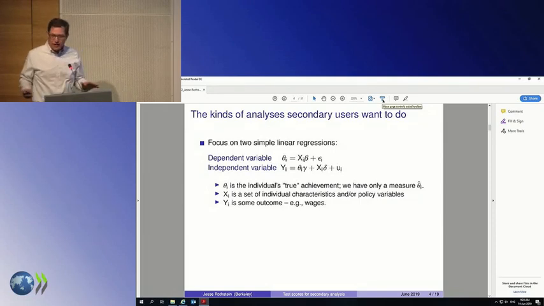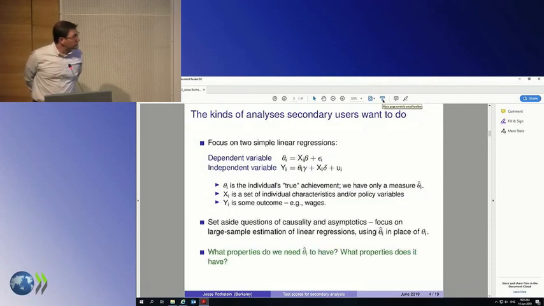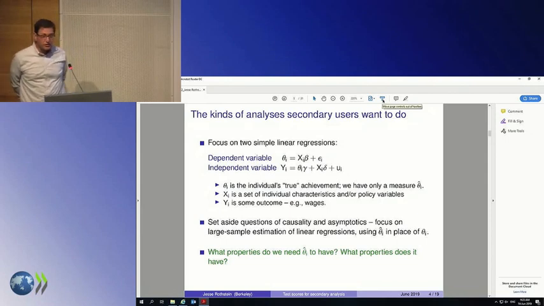Again, I'm not going to spend a lot of time defending the interpretations of those kinds of regressions, but let's just take for granted that we'd like to run a regression with the student's true achievement on the right-hand side. Okay, so those are the kinds of regressions we'd like to do. Again, I'm going to set aside all kinds of questions about causality. I'm also going to set aside questions about not having enough data.